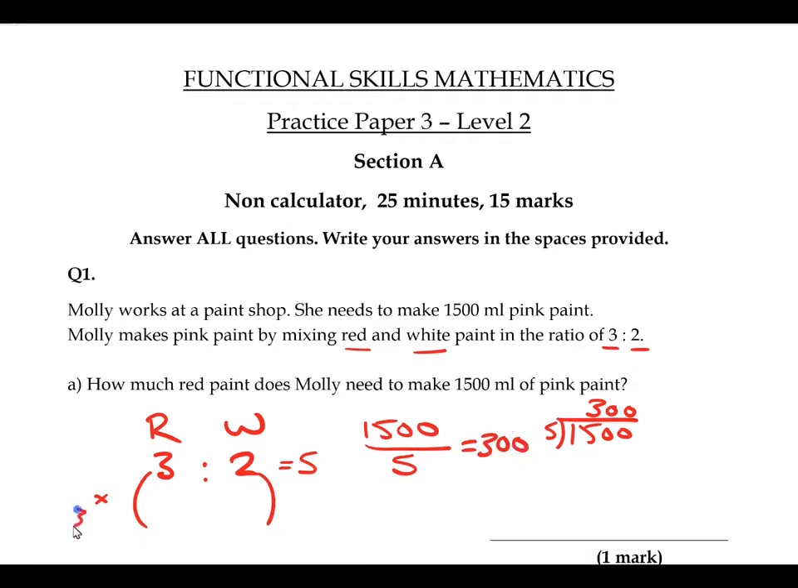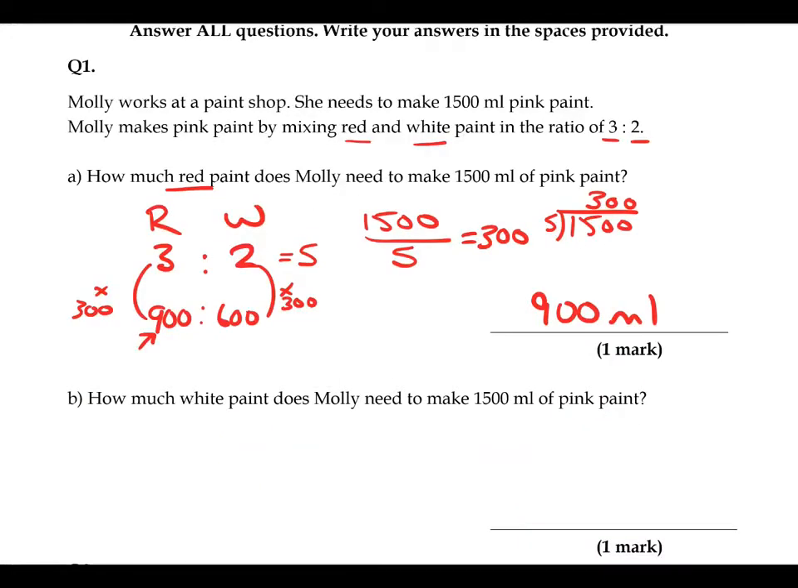So our scale is 300, so we go back to our ratio, multiply each side by 300, and we get 900 millilitres of red and 600 millilitres of white to make up our 1500 millilitres. So here it's asking us how much red, so we're after this number here. It's 900, and don't forget the units of millilitres for 1 mark.